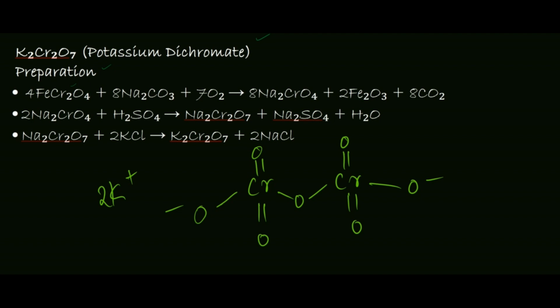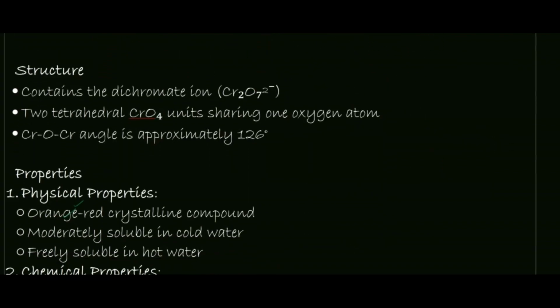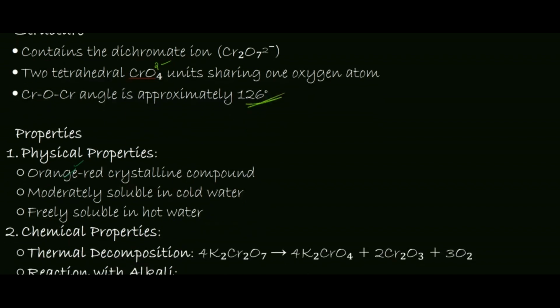The preparation, as you can see, can be done from ferric chromate with sodium carbonate to give sodium chromate and ferric oxide. That sodium chromate is treated with H2SO4 to prepare sodium dichromate. Sodium dichromate is treated with KCl to prepare K2Cr2O7. Okay, simple preparation, but three steps. The structure I have told you: two tetrahedral CrO4 2 minus units share one oxygen atom. The angle is 126 degrees.